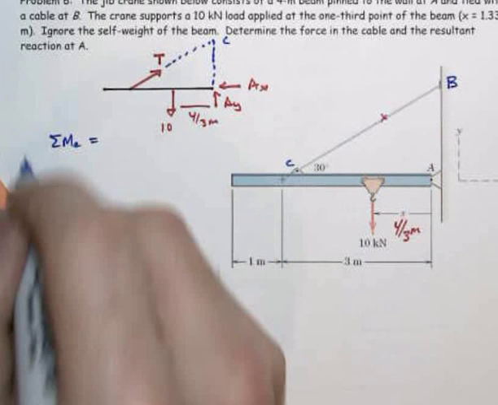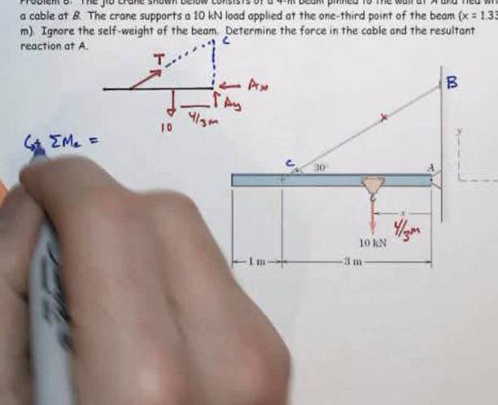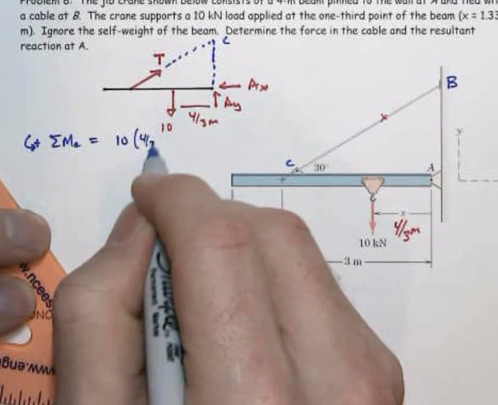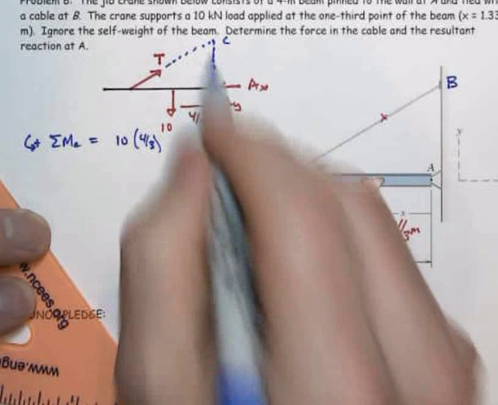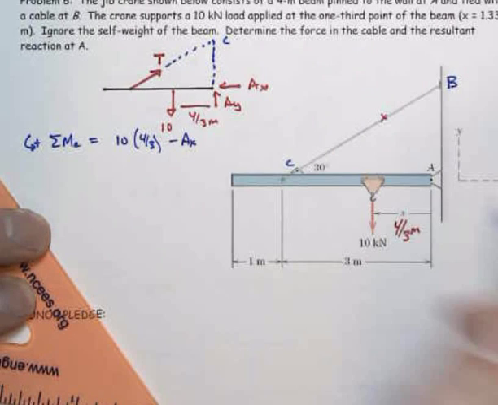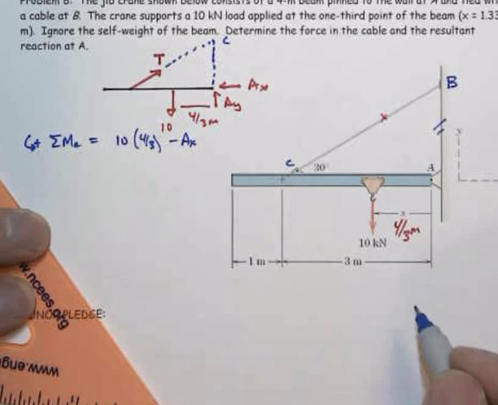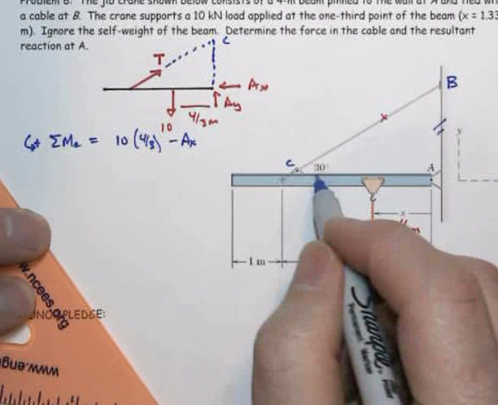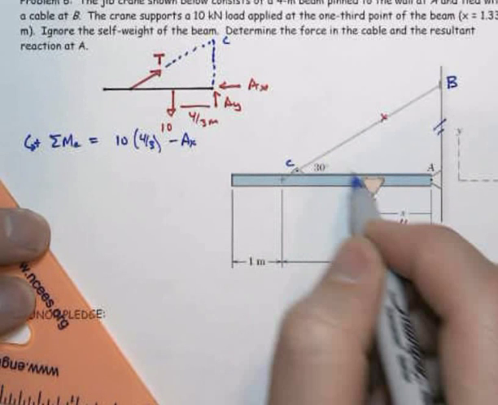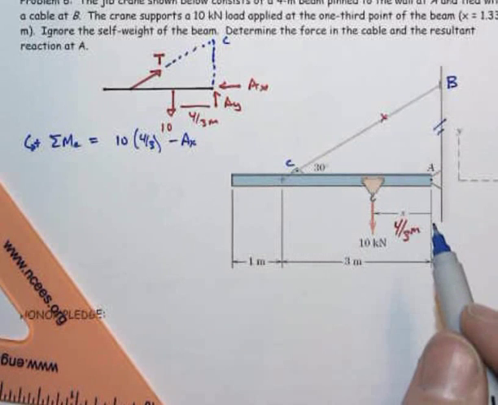We've got 10 times, we got to get some sign conventions here. Let's use counterclockwise. We've got a plus 10 times 4/3. AY goes right through C, so that goes away, and we'll have minus AX times, we don't know that moment arm. We need that distance right here. So, okay, we got 3 here. There's a 30 degrees there. Oh, hey, all right, this has to do with that whole tangent business, right?